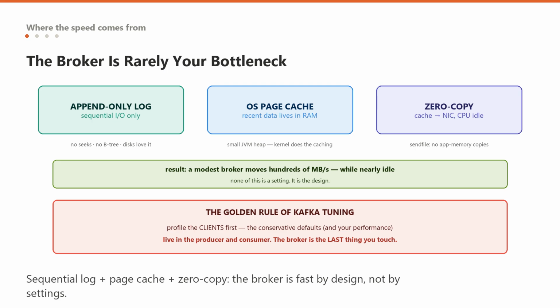That is why the golden rule of Kafka tuning is: profile the clients first. The producer and consumer are where the defaults are conservative, and where almost all of your latent performance is hiding. The broker is usually the last thing to touch, not the first.